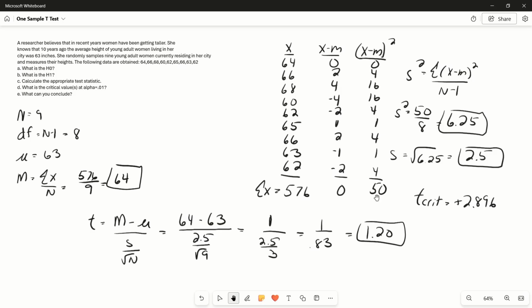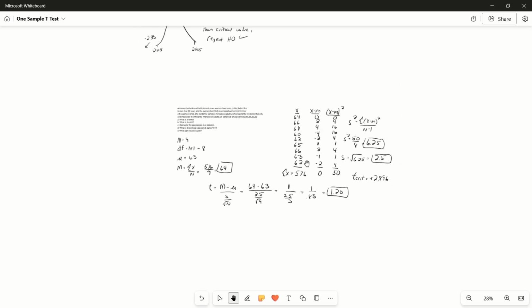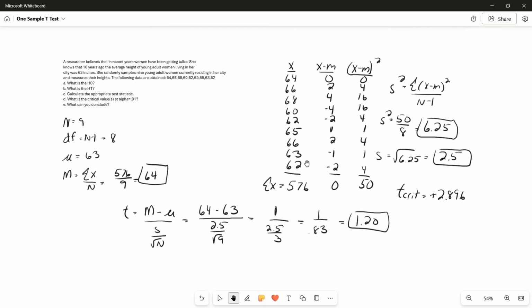Let's take a look at the curve. Sorry about that. Oops.